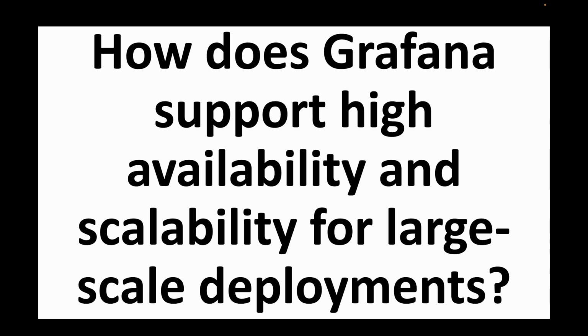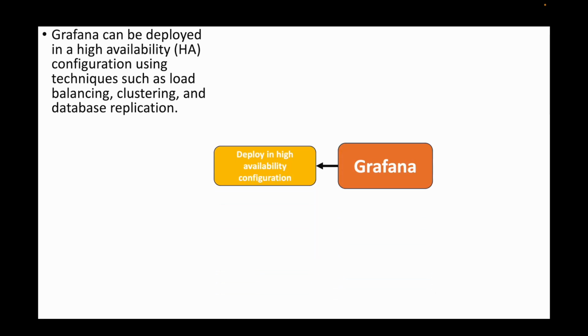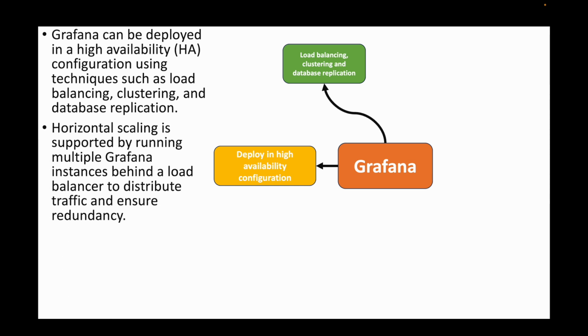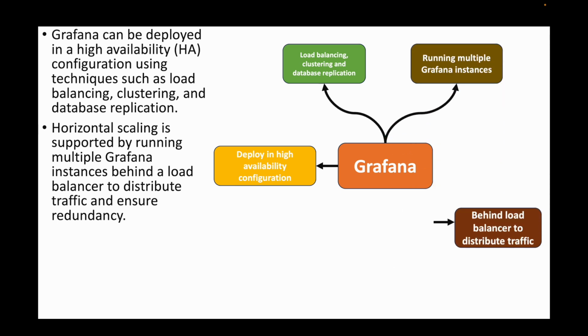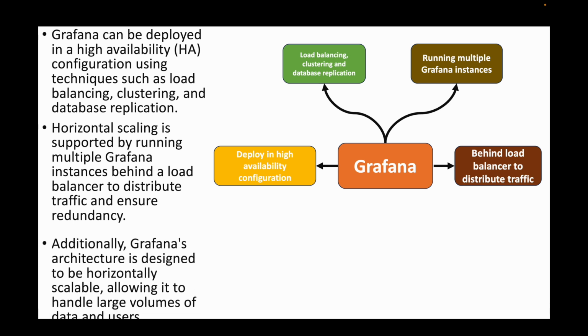The next question we have is, how does Grafana support high availability and scalability for large scale deployments? So we can deploy our Grafana in high availability configurations. For this, we can make use of techniques like running the Grafana instance behind load balancers, creating clusters and replicating the databases. So horizontal scaling is supported by running multiple instances of Grafana behind a load balancer, and then distributing the traffic behind this load balancer, and this will ensure we have redundancy.